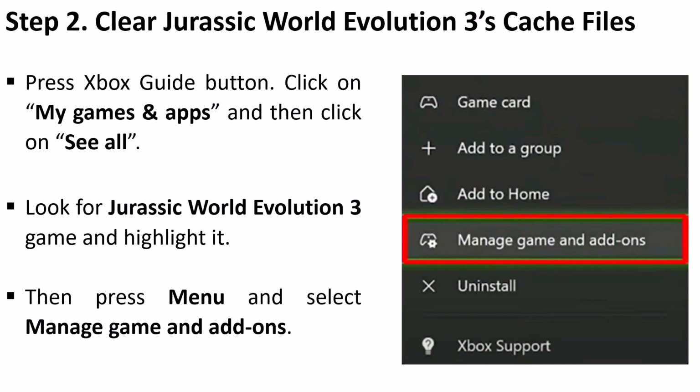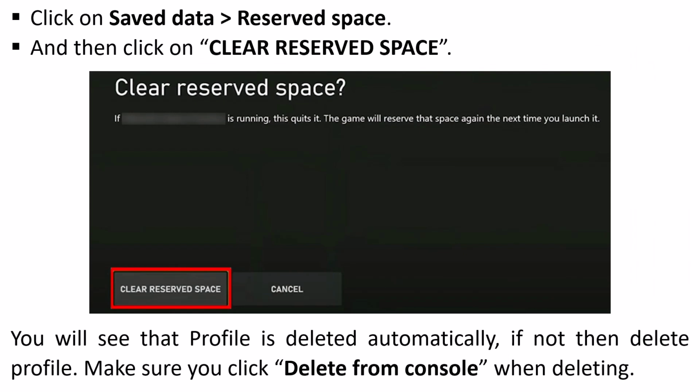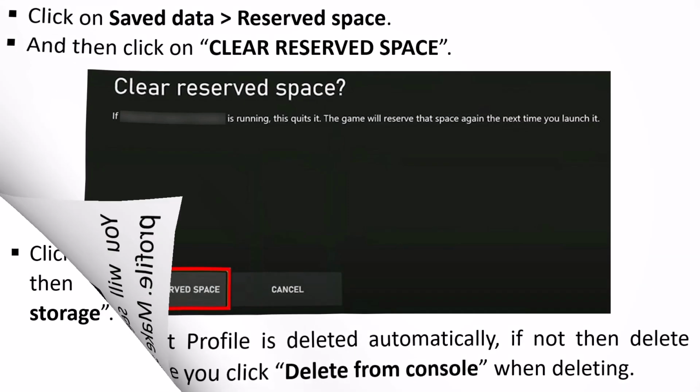So press Xbox guide button, click on My Games and Apps and then click on See All. Look for Jurassic World Evolution 3 game and then highlight it. Then press Menu and select Manage Game and Add-ons. Click on Save Data, Reserve Space and then click on Clear Reserve Space. You will see that profile is deleted automatically. If not, then delete the profile. Make sure you click Delete from console when deleting.